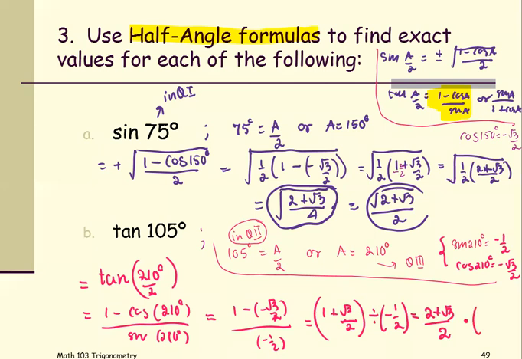Divide means multiply by the reciprocal, which is going to be negative 2 over 1. The 2 and 2 reduce. Now we get the simplified form as negative quantity 2 plus square root 3 for the value of the tangent of 105 degrees.